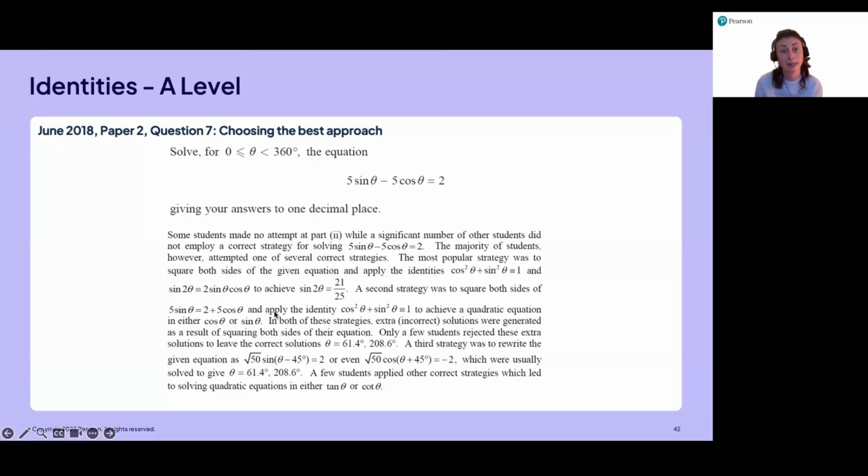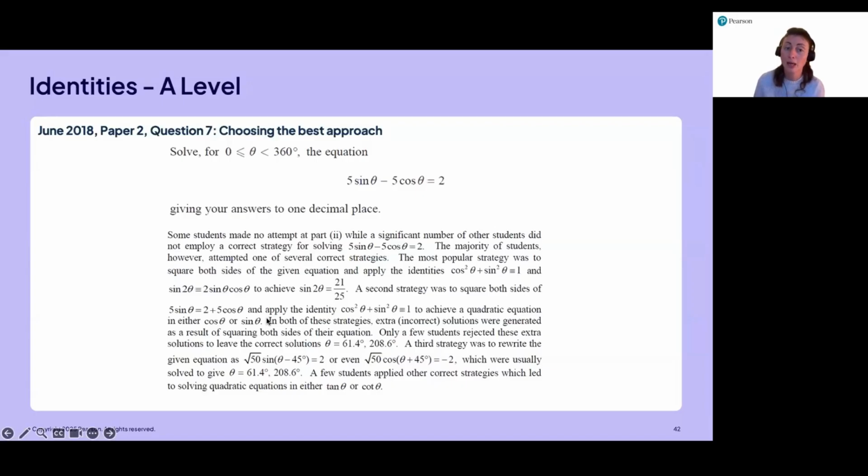So they need to plug them back in and check them because some of them will not be valid just through the nature of squaring and square rooting. So the R method would be the safer route to do. Here they're calling that the third strategy. And you can see that you're allowed to write it in terms of sine or cos.